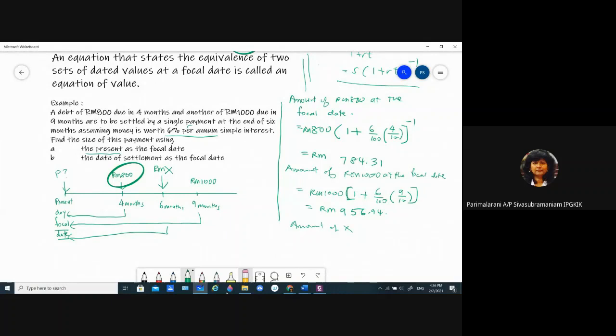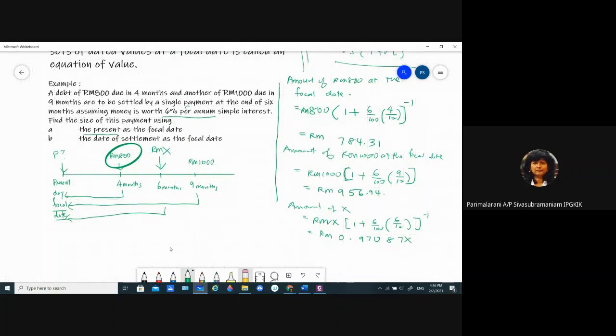X is the single payment. The amount of X, if it's on that day, will be X times 1 plus 6 over 100. X is at 6 months, so it's 6 over 12, to the power of negative 1. The power of negative 1 is 1 over this. Okay, that's how we calculate. We solve this, we get 0.97087x.